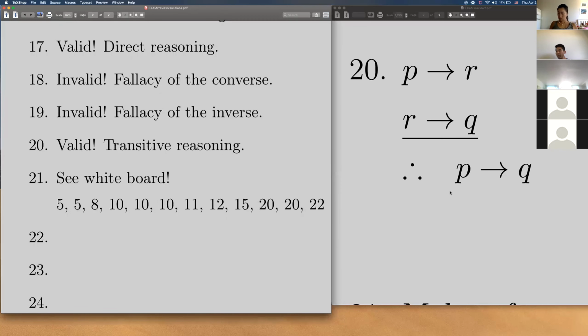Also acceptable would have been if I had said not Q to not P, because that would be the contrapositive of this statement, which we know to be equivalent to the original. So you could also have said that, and you would have been correct.